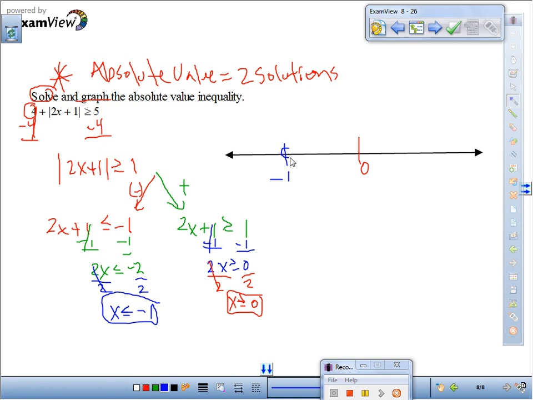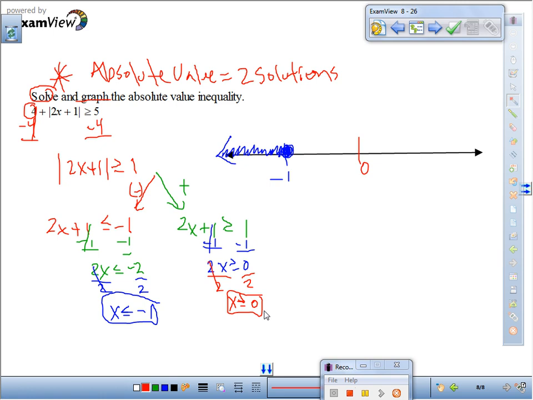Here it is. Do I shade it in? Let's see. Does it have an equal sign? Yes, so it is including that point. And then it says x is less than or equal to negative 1. What numbers are less than or equal to negative 1? Everything to the left. All real numbers to the left, okay? All right, we're done with that one.